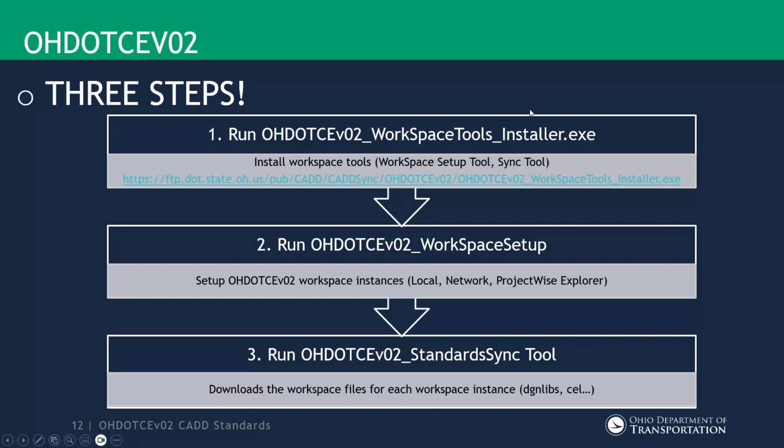It's going to install two tools. One's called the Workspace Setup tool, and another one is the Standard Sync tool. So that's steps 2 and 3. The Workspace Setup tool used to be a part of the installer, but I separated it out into its own app to help with permission issues a little bit better. Okay, so without further ado, let's move on.